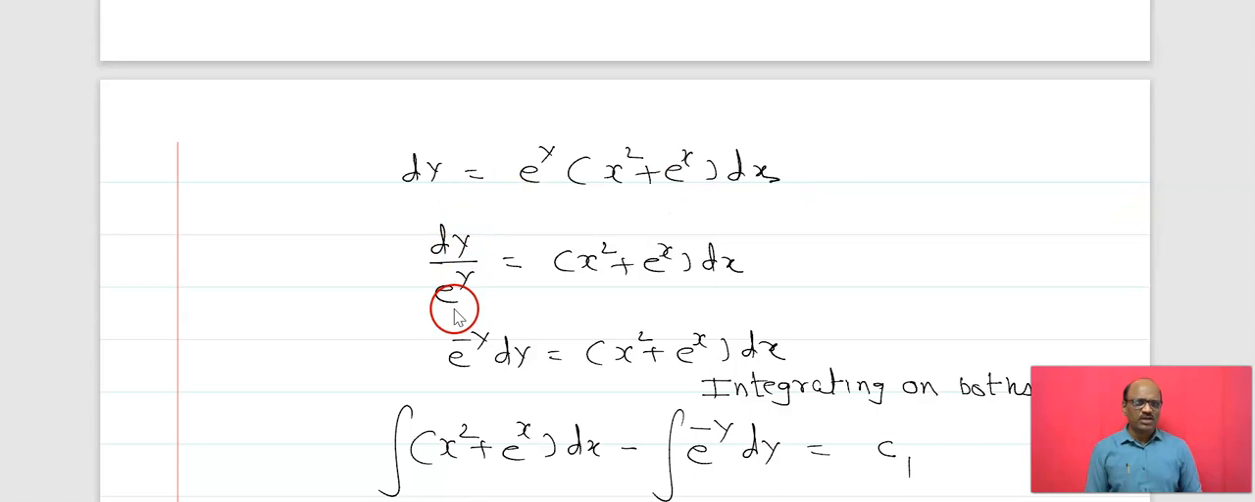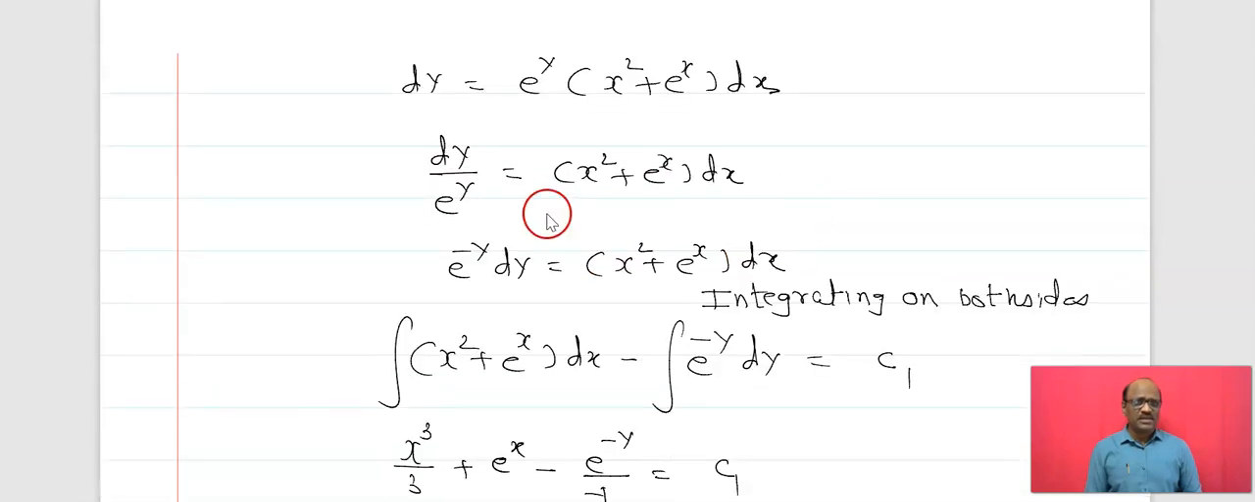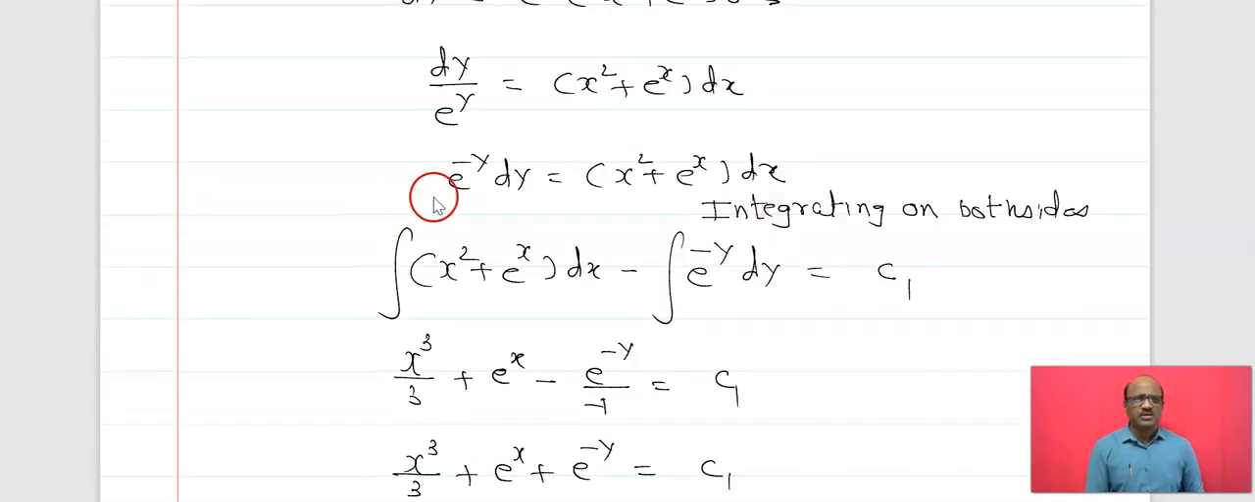Then you will get e raised to y dy upon e raised to y, that is equal to e raised to x plus x square into dx. And again it is written like this, that is e raised to minus y into dy, that is equal to x square plus e raised to x into dx. Now next, integrating on both sides, that is integral of x square plus e raised to x into dx minus integral e raised to minus y dy, that's equal to c1.